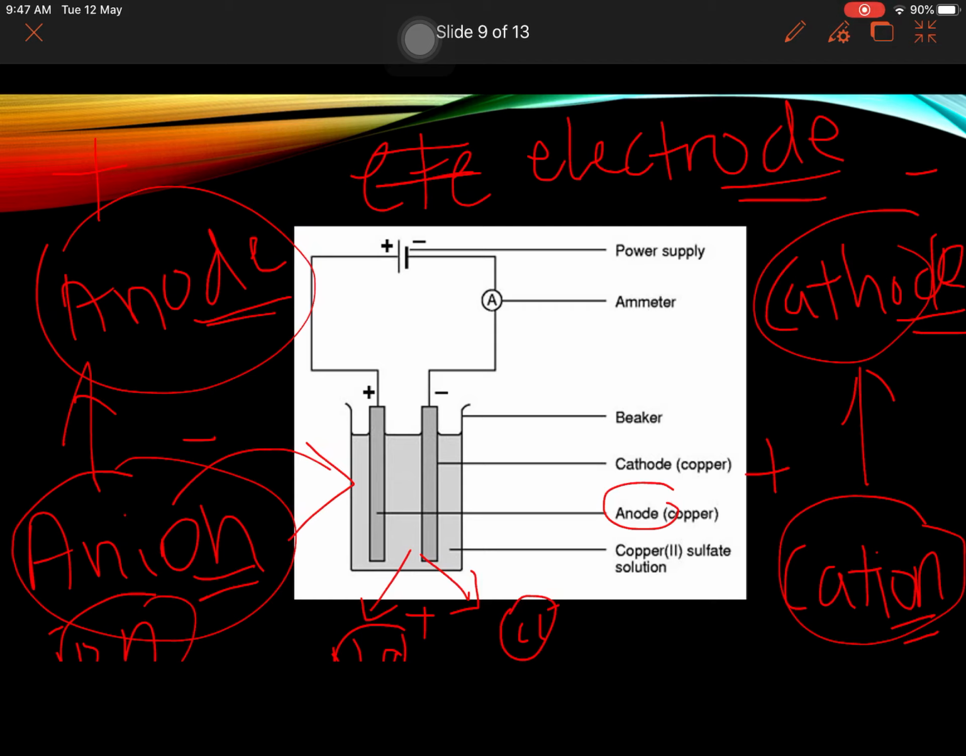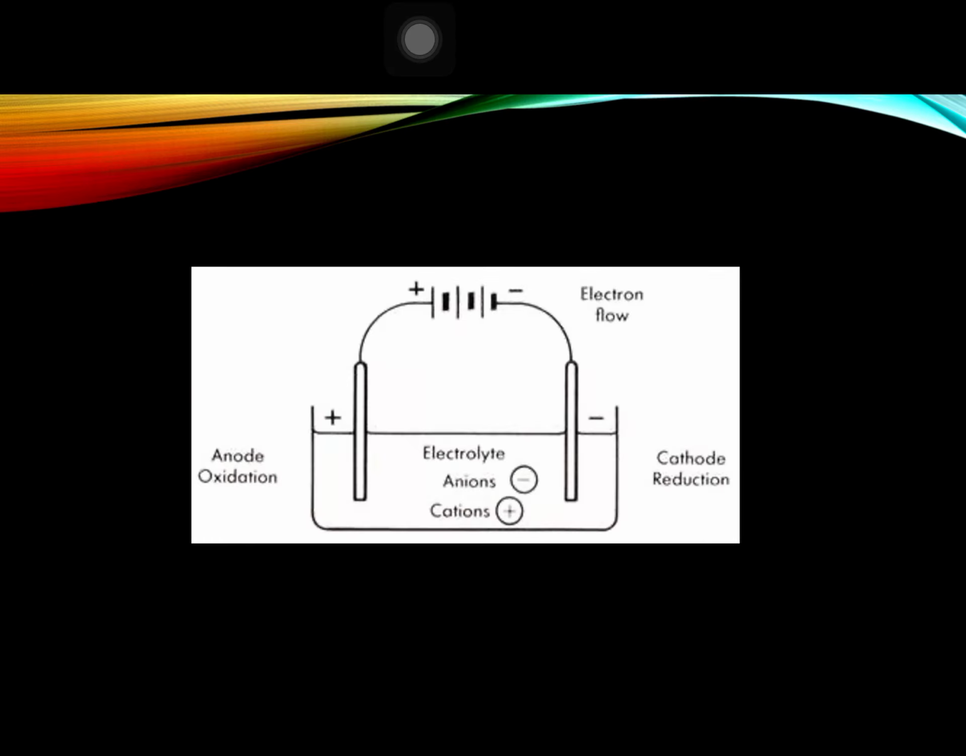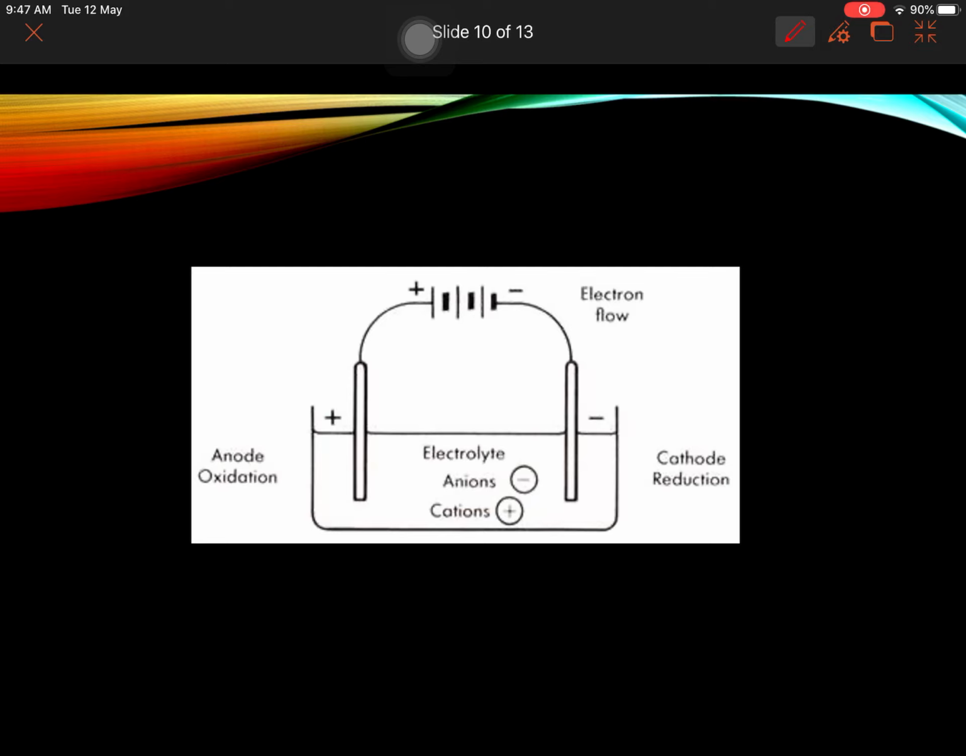Okay. Besides the ions that flow inside the solution, electrons also will flow out from the battery in order for the electrolysis to occur. So how do the electrons flow? Electrons will flow from the positive terminal to the negative terminal. So the positive terminal is this one and the negative terminal is this one. So the direction of the electron flow will be clockwise from positive to negative. We know that positive is anode and negative is cathode. So the electrons will flow from anode to cathode.